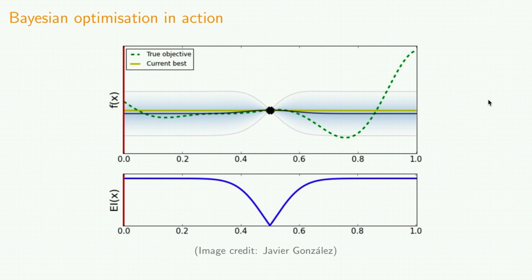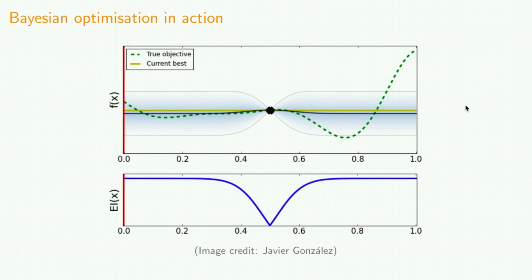Okay, so back to Bayesian optimization now. So we have the two ingredients. We have the surrogate model based on the Gaussian process, and we have a choice of acquisition functions. So let's assume we consider here expected improvement, and let's see how Bayesian optimization works.